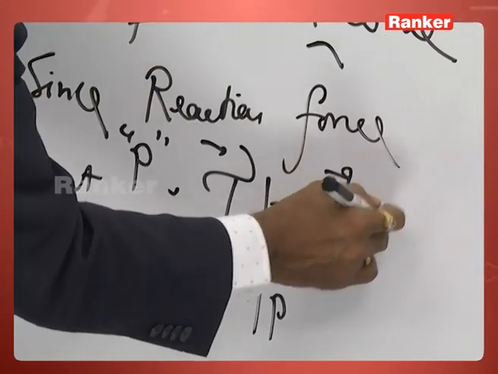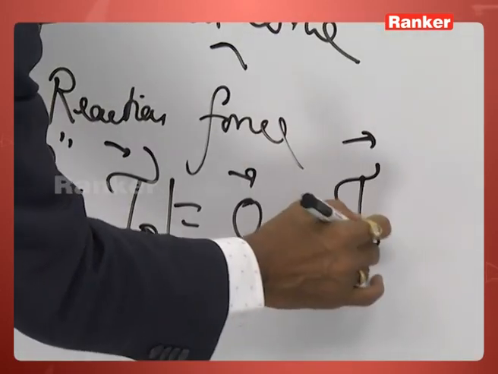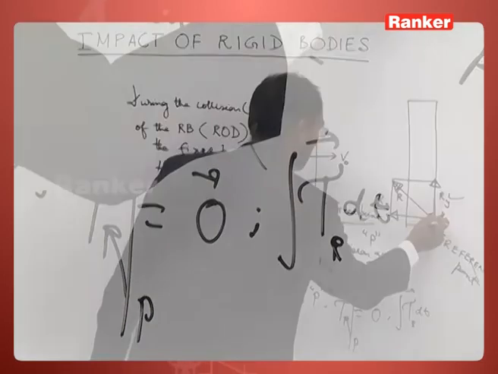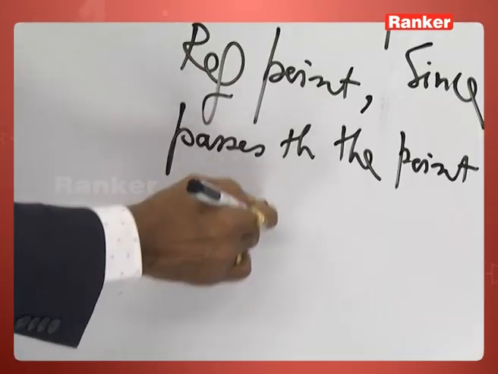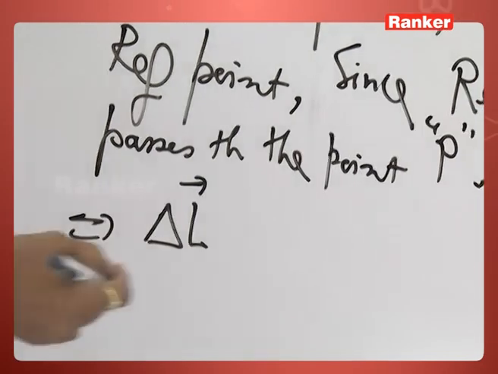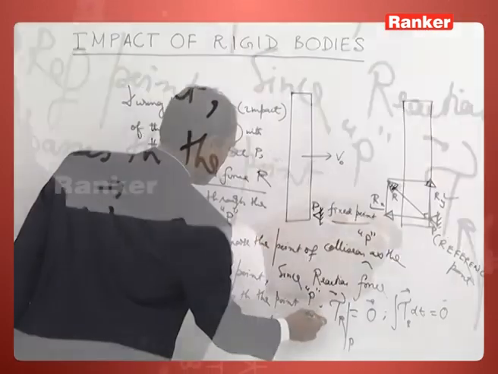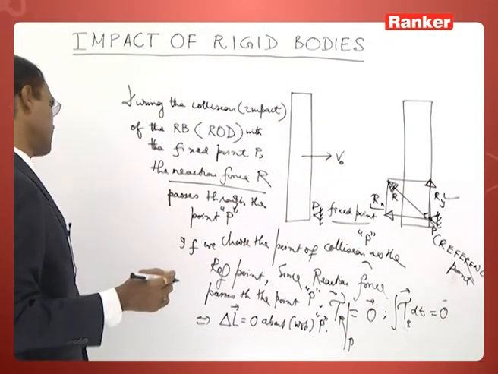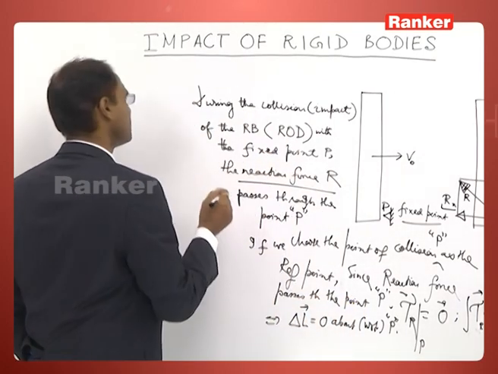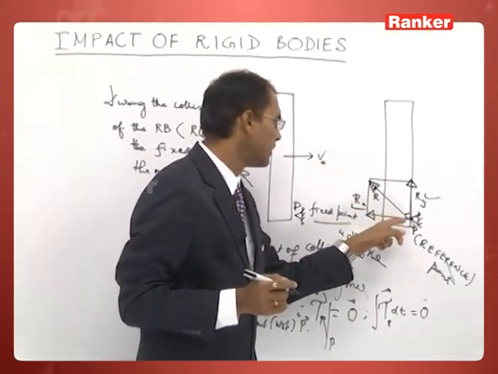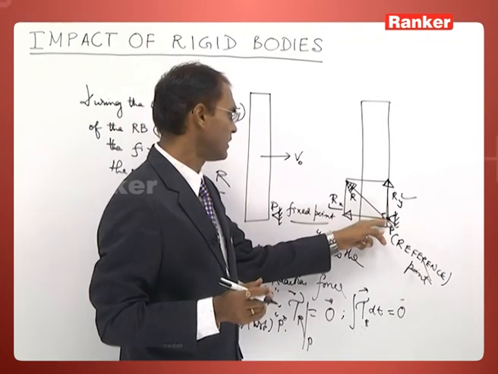Or we can say the angular impulse of the reaction force about this point will be 0. Therefore, the change in angular momentum of the rod will be 0 with respect to the point P, provided one condition is met. And this condition is, there should not be any slip at this point. This point should not slip.